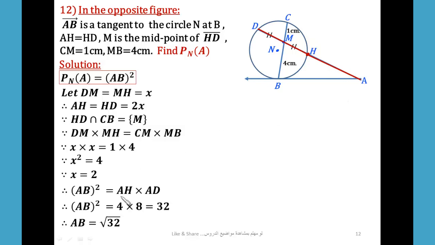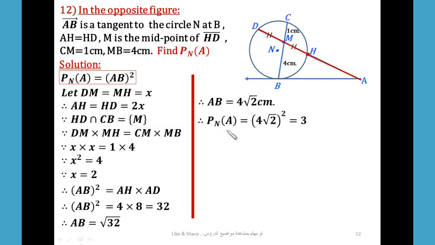So we substitute AH equals 4 and the length of AD equals 4 plus 2 plus 2, which equals 8. So AB power 2 equals 4 multiply 8, which equals 32, and AB equals root 32, which equals 4 root 2 centimeters. This is the length of AB. Back to the required: the power of the point A with respect to circle N, denoted by PNA, equals 4 root 2 power 2, which equals 32.